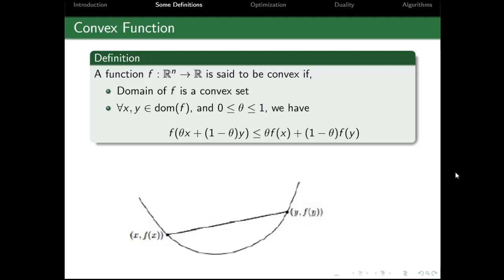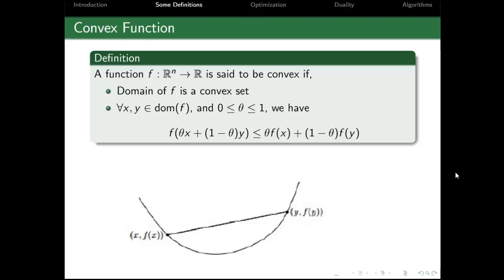So what I mean is f of theta x plus 1 minus theta y, that is the value of the function for a convex combination of these points, should be less than or equal to theta f of x plus 1 minus theta f of y. This is the convex combination of the function values at these individual points.